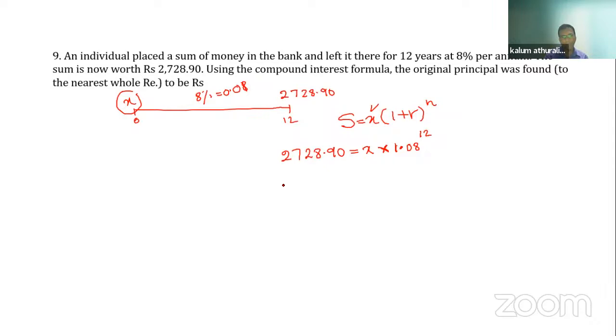Then how to find x? x equals, this part goes to the other side. Then multiplication becomes division. 2,728.90 divided by 1.08 to the power 12.